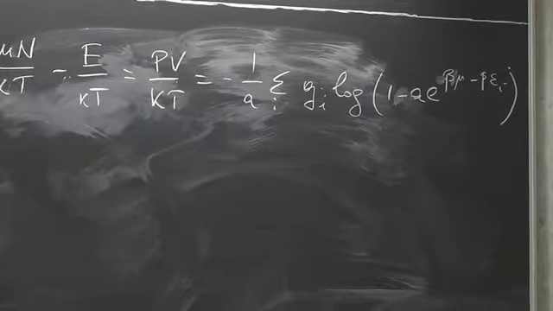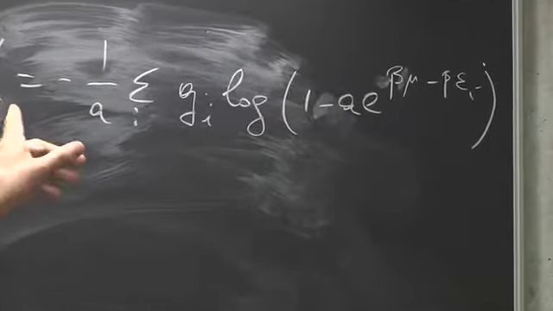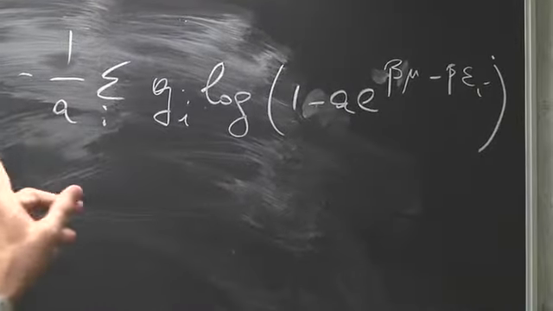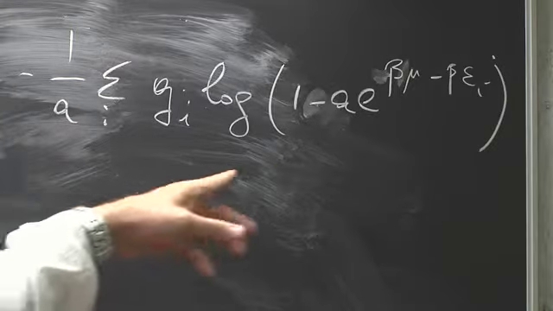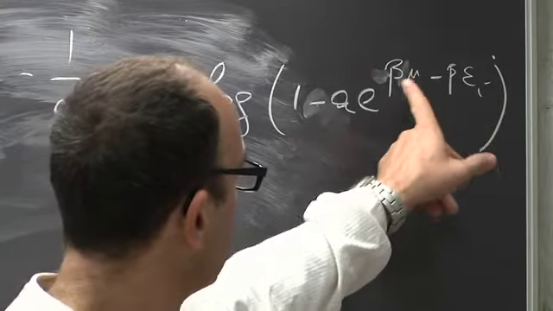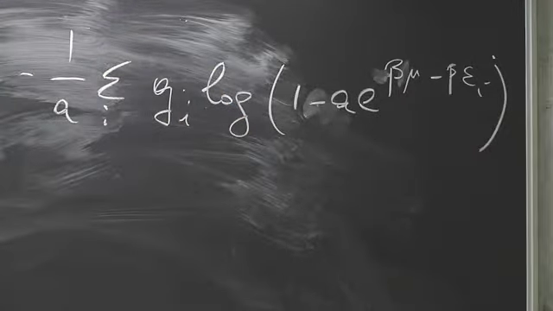Okay, so with this formula, essentially you have an expression for the pressure as a function of the energy, number of particles, and volume, where the beta and mu should be considered as functions of number of particles, energy, and volume, which come from inverting these equations. Okay.